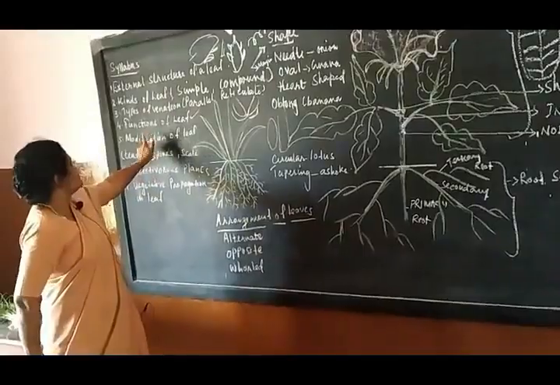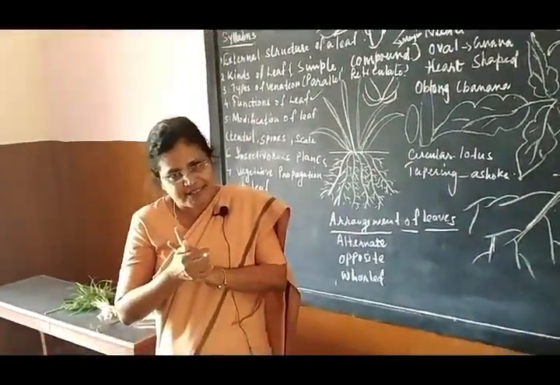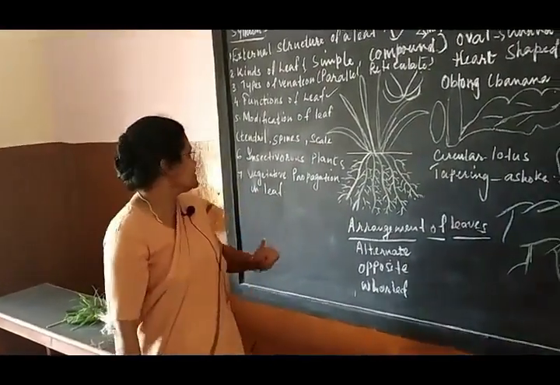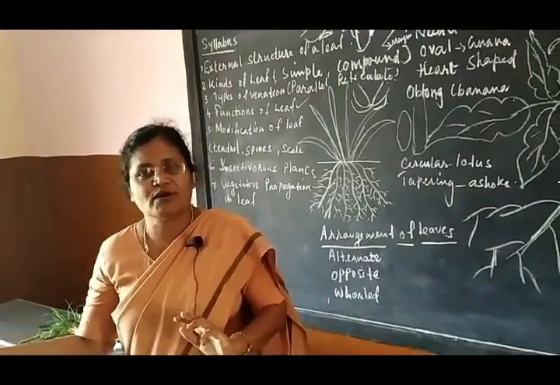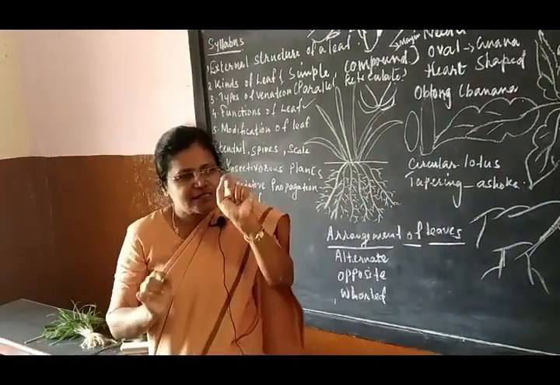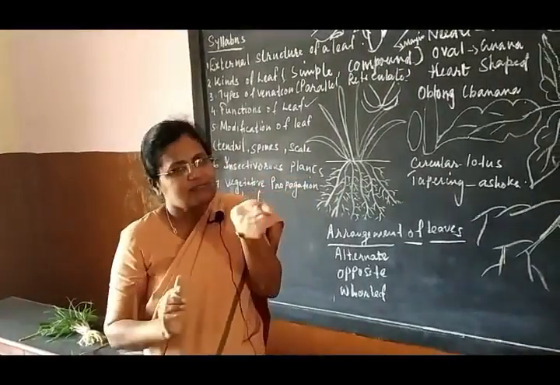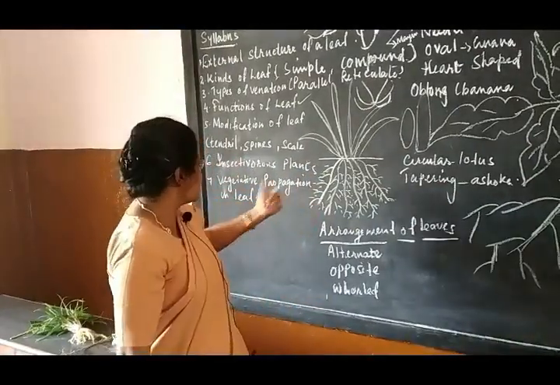Then we learned about the functions. The leaf undergoes photosynthesis, it undergoes exchange of gases, and it helps in transpiration. These are the three functions. Then we learned the leaf is modified into a spiral-shaped structure called the tendril. It is modified into small needle-like structures, spines. It is modified into scale-like layers called scales.